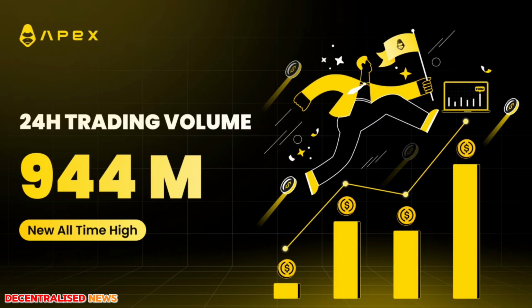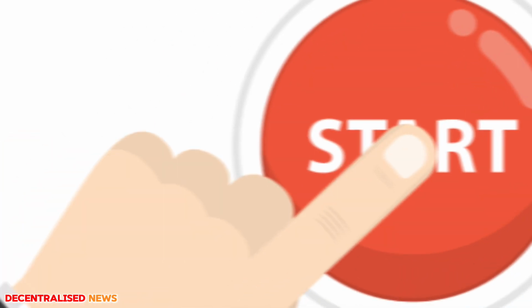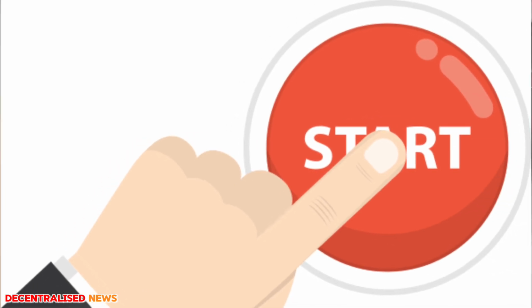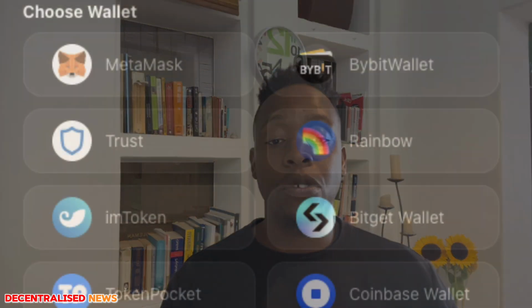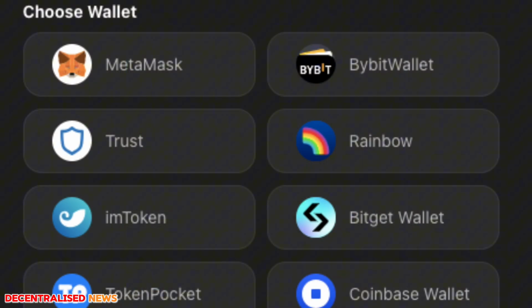Let's get right into Apex protocol. To get started on Apex, just simply connect your Web3 wallet. In this demonstration, I'll be using MetaMask. So there are many available options for you. And you can use Trust Wallet, for example. You can use a Rainbow Wallet, which I did review before, and so many other wallets.